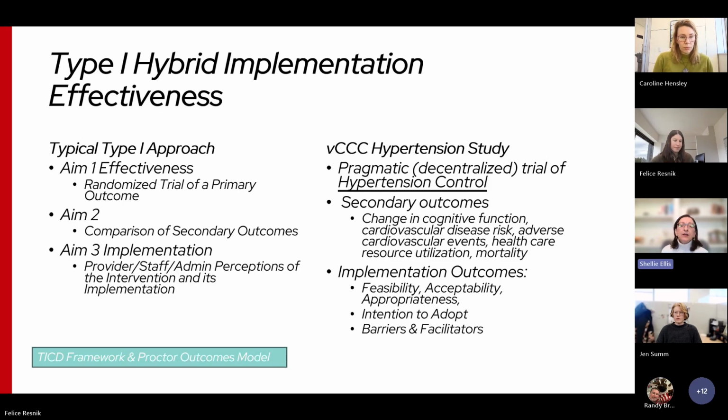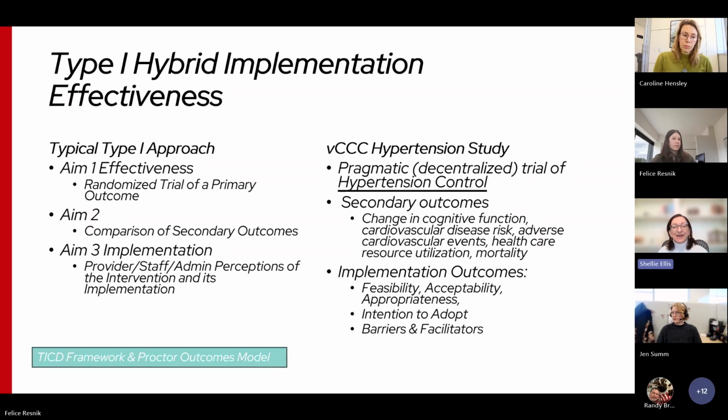Traditionally in these designs, you think about comparing other outcomes, your secondary outcomes in Aim 2. In our case, we looked at change in cognitive function, cardiovascular disease risk, adverse events, healthcare resource utilization, and mortality. And then in these kinds of type 1 hybrid trials, we think about implementation outcomes for the third aim. In this particular trial, we did surveys of the providers in the clinics, asking them what they thought about the feasibility, acceptability, and appropriateness of these interventions.